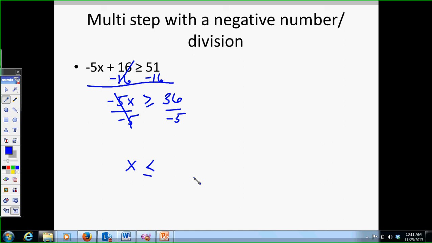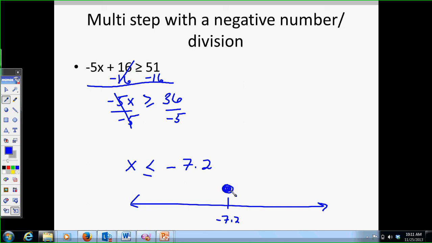Okay? And now 36 divided by negative 5 is negative 7.2 when I use my calculator. Graphing the solution, talking about the number negative 7.2. Have a closed circle. X is less than, so it goes to the left.